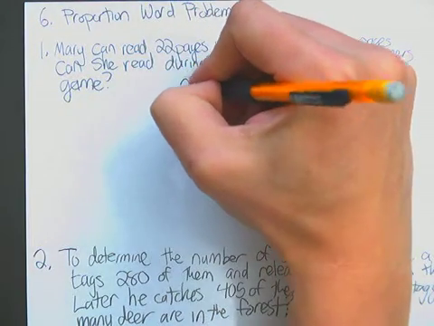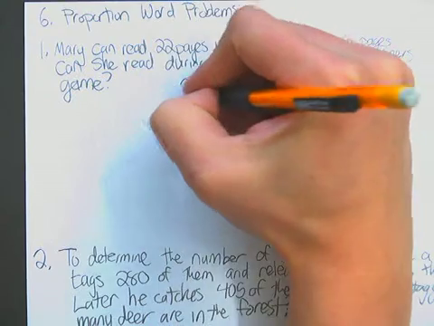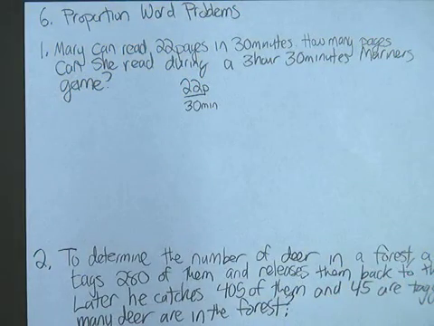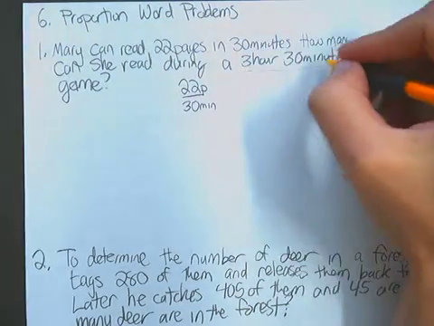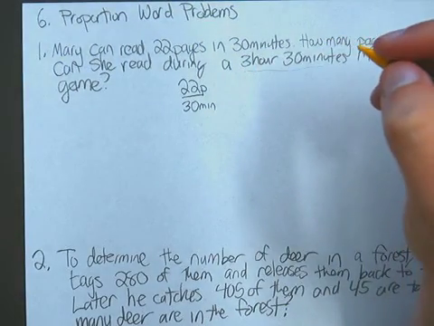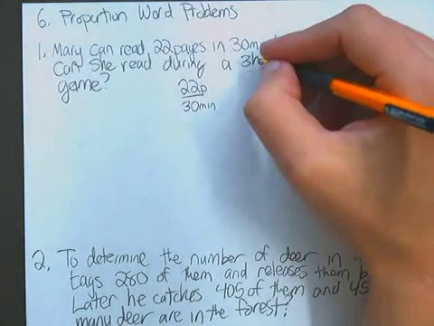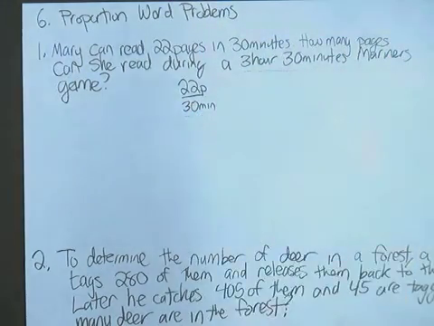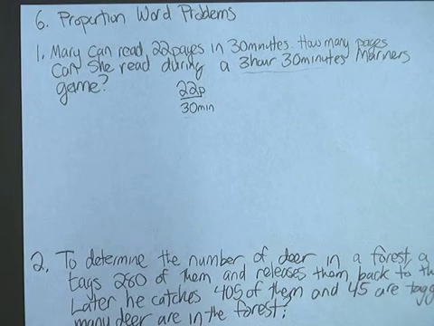So I'm just going to write down that proportion, pages over 30 minutes. How many pages can she read during a 3-hour 30 minutes Mariners game? Well, 3 hours 30 minutes is a time. Unfortunately, it's in terms of hours and minutes. I'd rather have it in terms of minutes because that's what my proportion's in terms of.